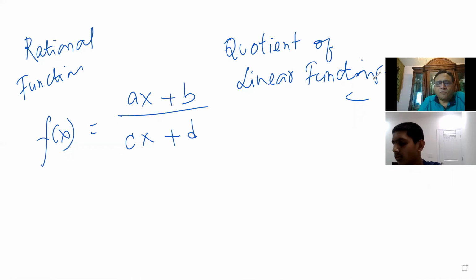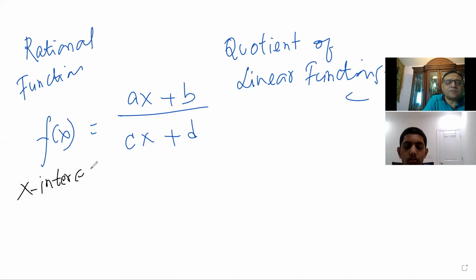Now here, let us try to calculate different values. How will you find the x-intercept? The x-intercept is which point? Where y is 0, right? Correct?